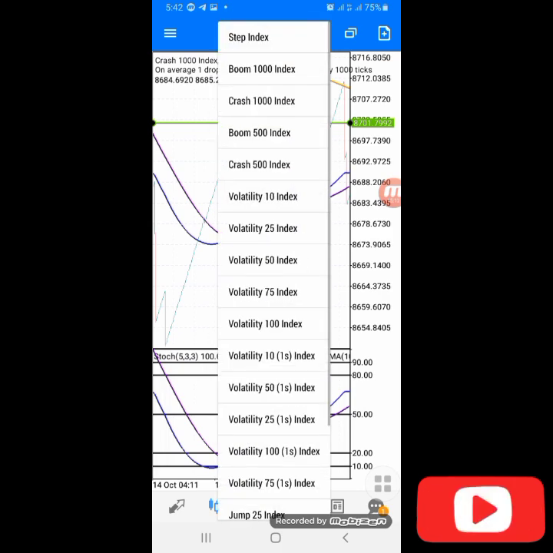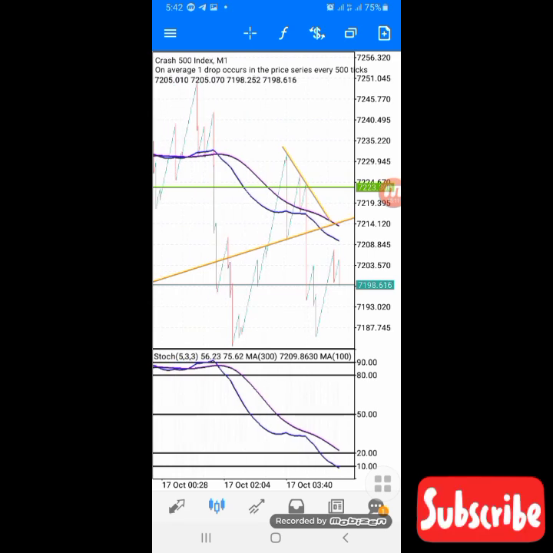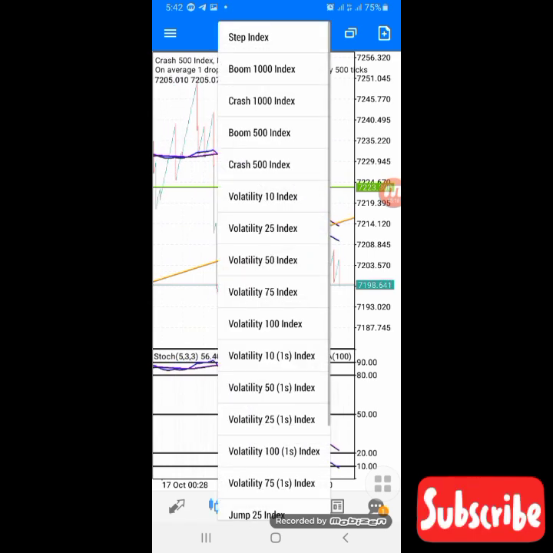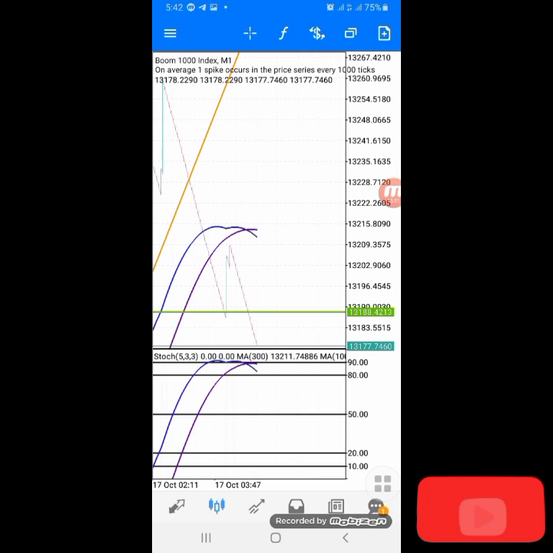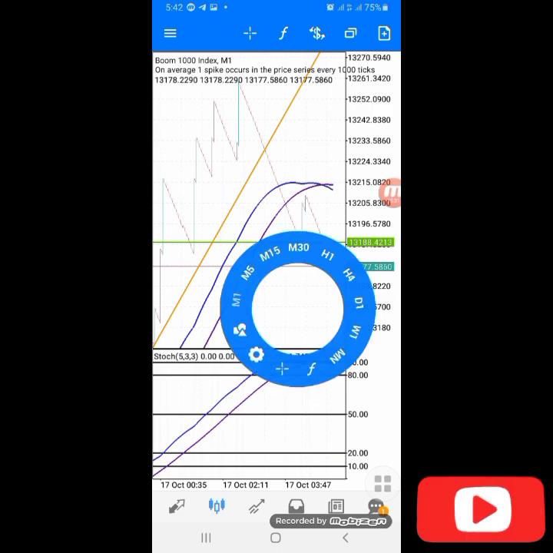Let's check on Crash 500 to see if you can get a live trade to take. No, this one too, you don't have a live trade to take here. Let's check on Boom 1000 to see. Yes, guys, look at that. We saw a live trade here. We have got a live trade, guys. Let us take this trade and then you will see how we are going to make this happen.